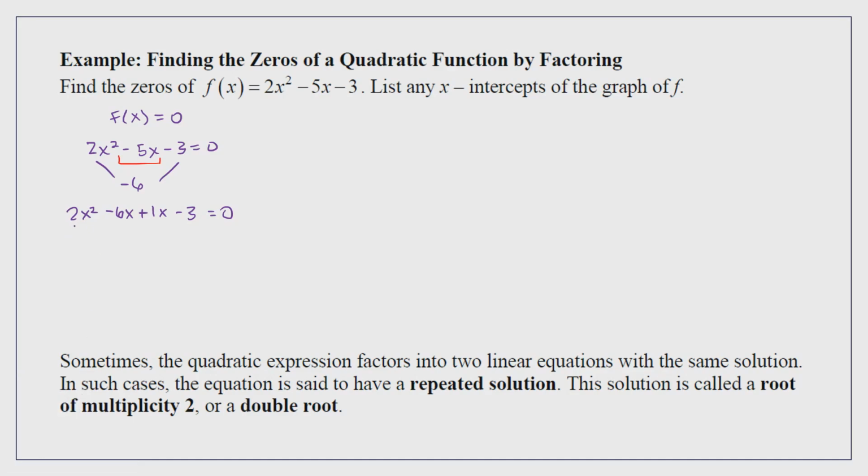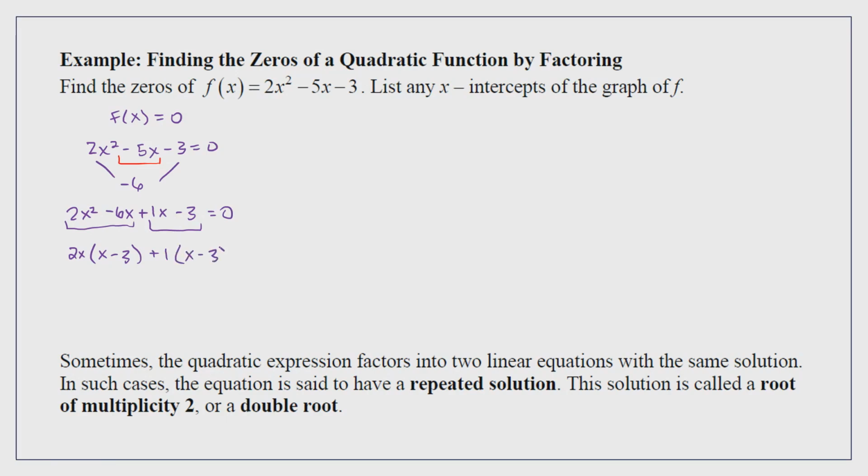All right. So next, we are going to group the first 2 terms. And we're then going to group the second two terms. And we're now going to factor out the GCF, so the greatest common factor. Okay, so the greatest common factor between 2x squared and negative 6x is 2x. That leaves me with a binomial x minus 3. The GCF between 1x and negative 3 is a positive 1 because they're both prime, which then leaves me with x minus 3.